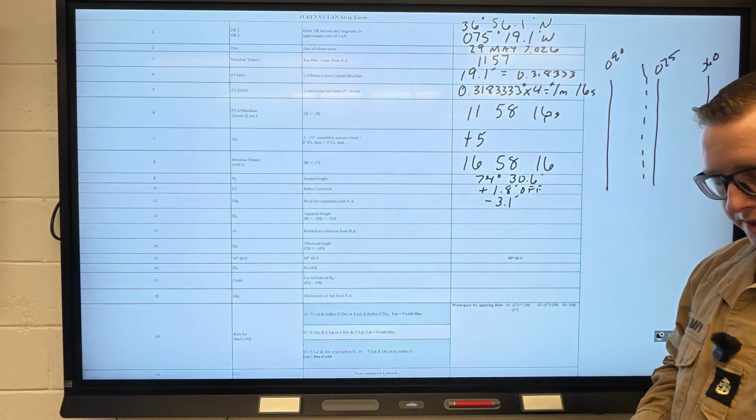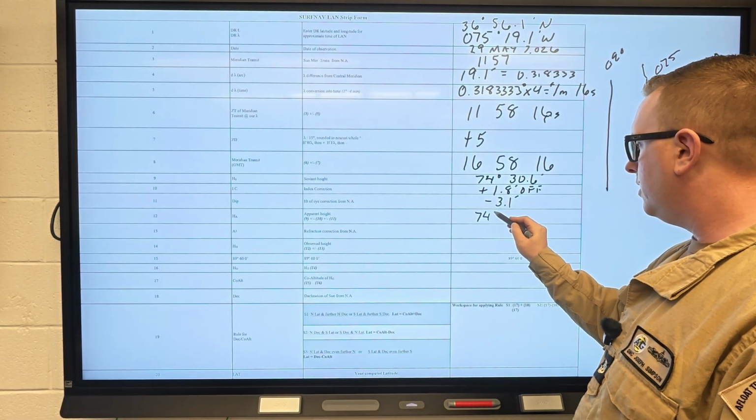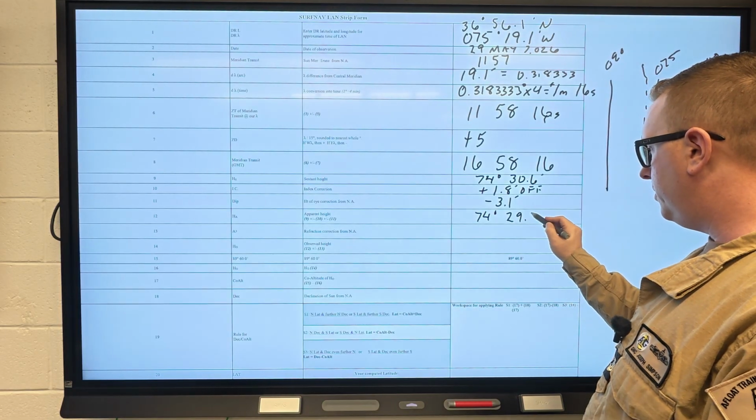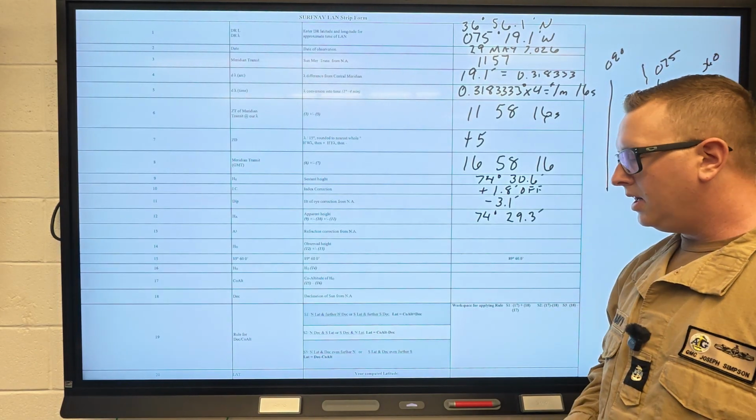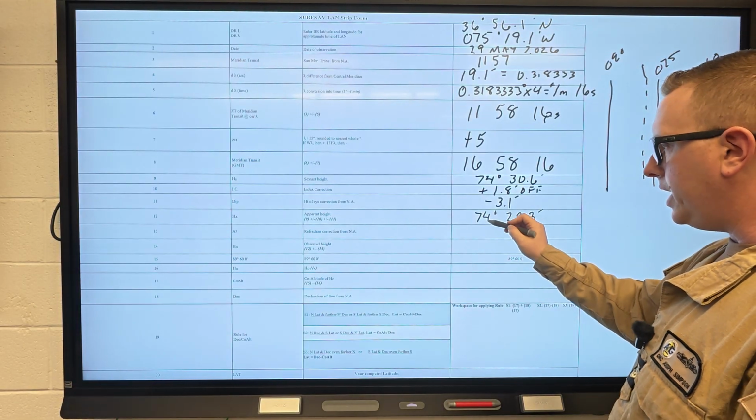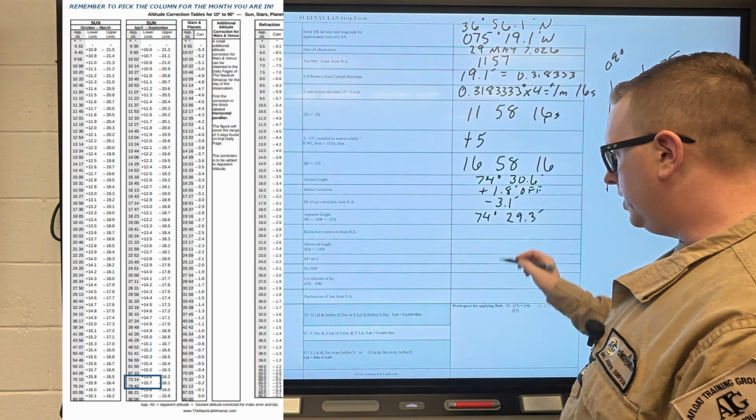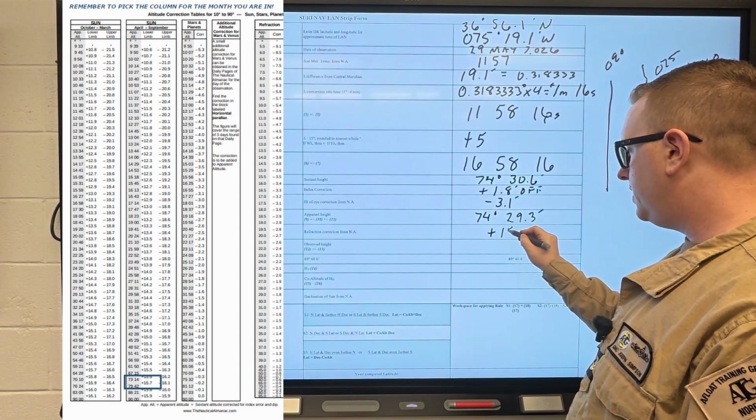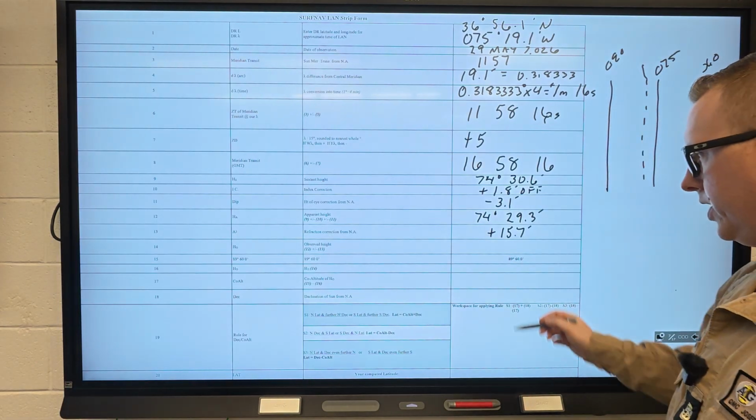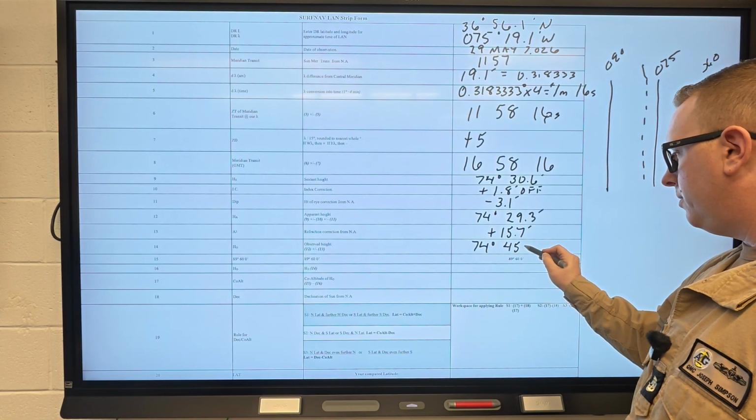Apply those to your HS. We end up getting an HA of 74 degrees, 29.3. Going to the altitude correction table, finding your HA inside the table and what number is right beside it. It was a plus 15.7 minutes. Add that to it to get our HO, 74 degrees, 45.0.